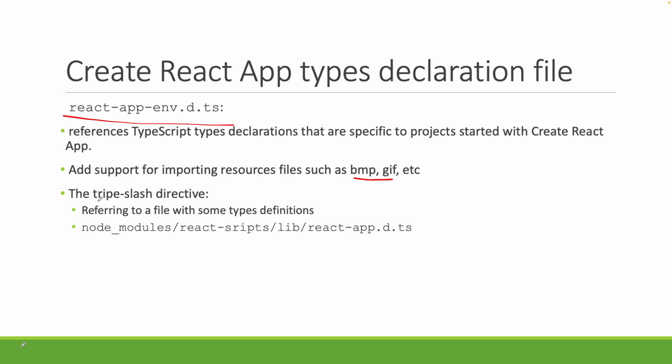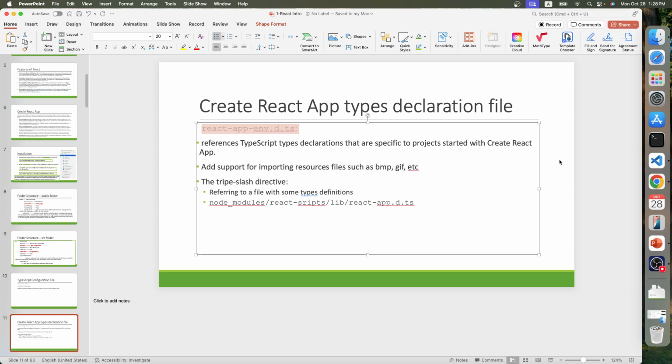And that line in this file is called the triple-slash directive, referring to a file with some type definitions. If you want to see, you can see it here in node_modules, react-scripts, lib, react-app.d.ts. This one. Let me show you what it is.